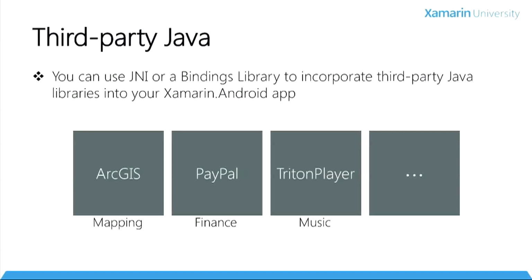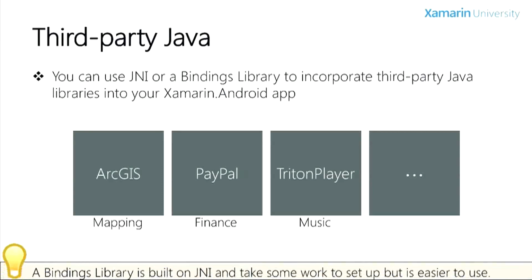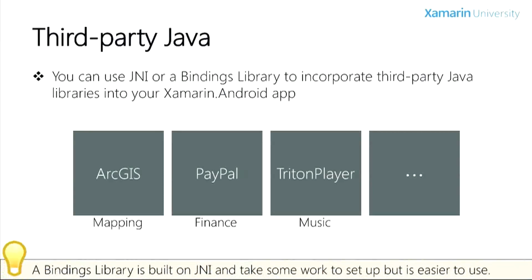You do have to do a little bit of work because you're essentially calling from C# code out to Java code. So there's a little bit of work to make that happen. You can use either JNI, the Java Native Interface, or you can build a bindings library. In general, the bindings library is the recommended approach. It is a little bit more work up front, but it creates a nice C# wrapper around the Java jar file and therefore makes your access to that quite a bit easier.